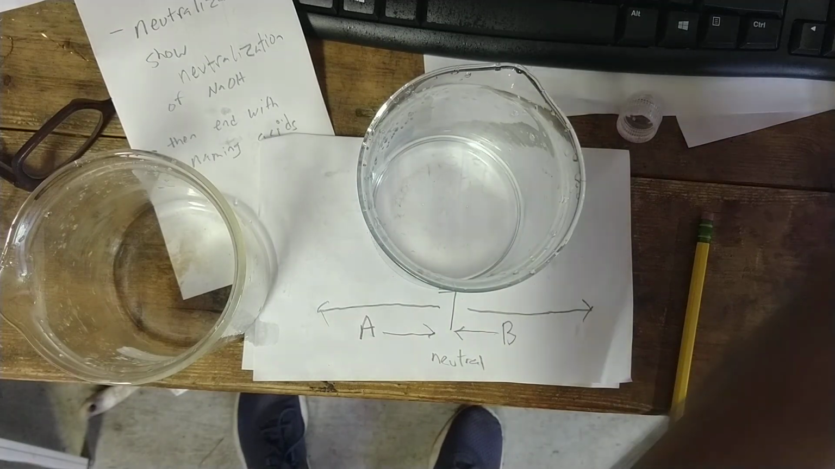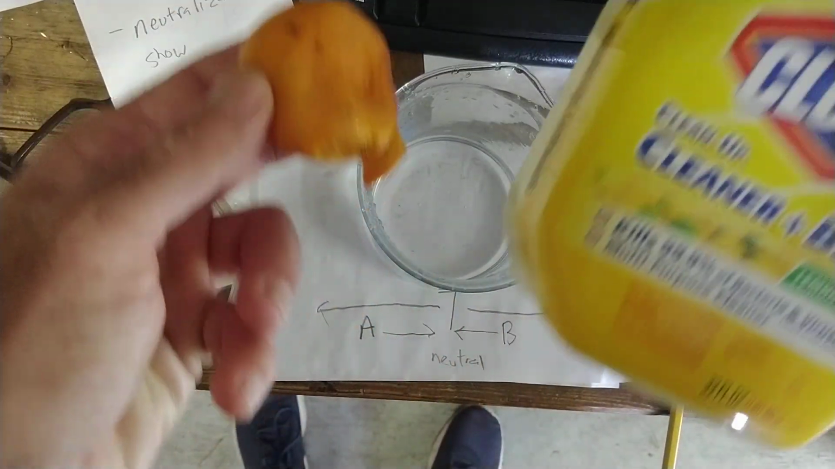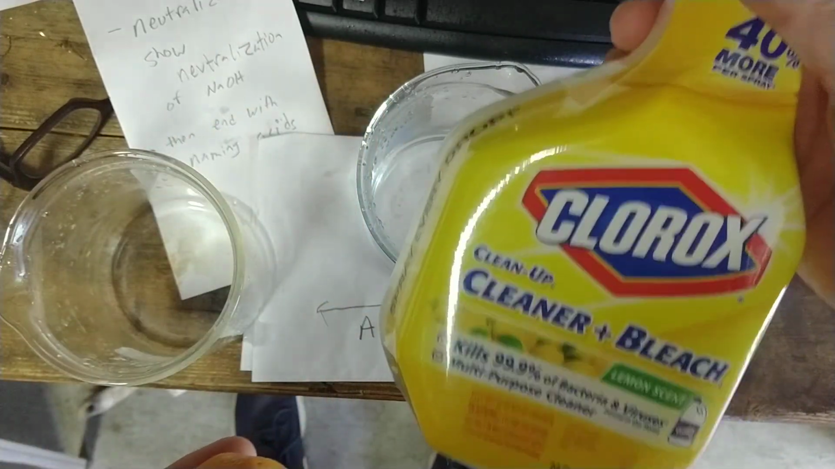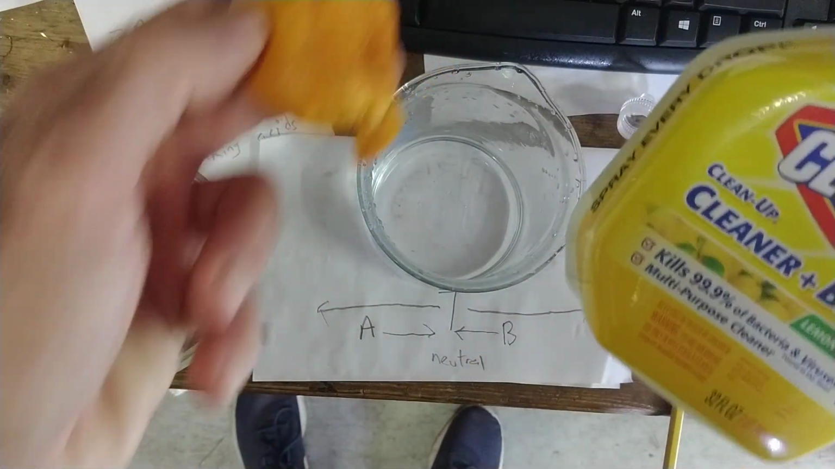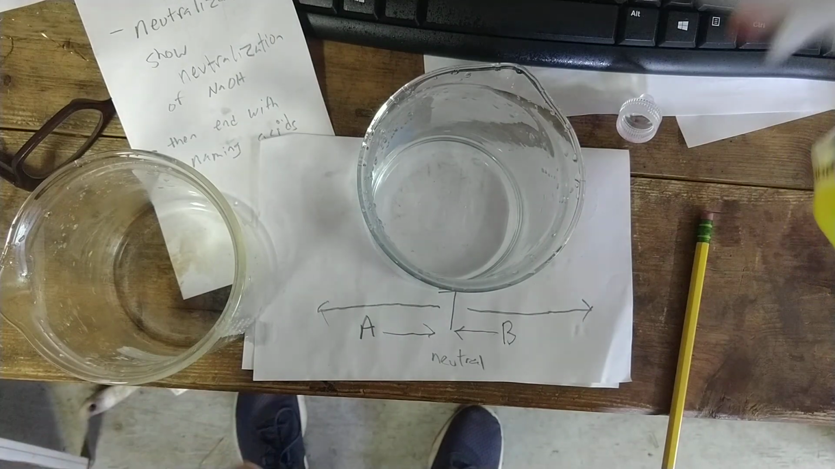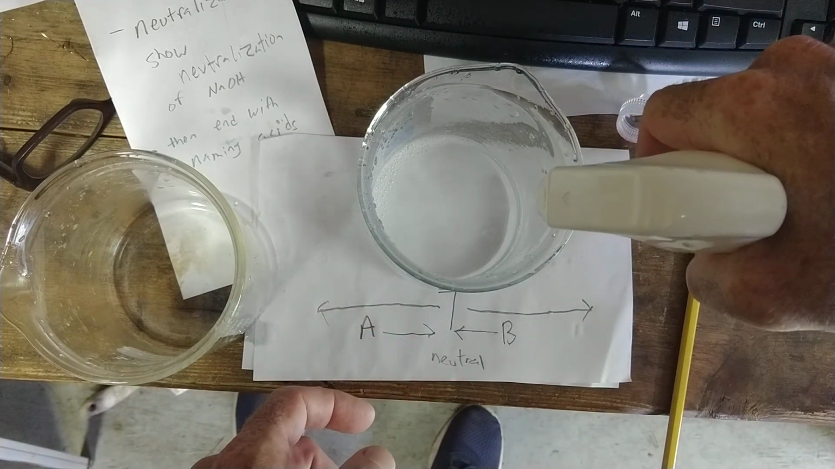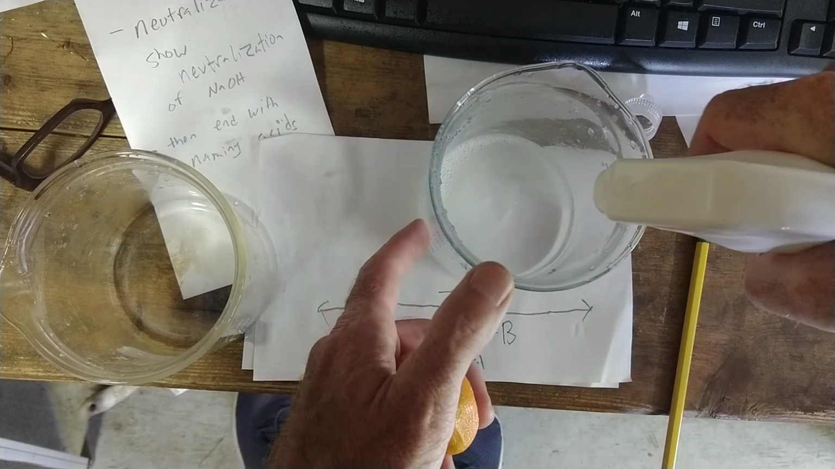Which one of these should I put in the water to try to get it to go back to the right again? Should I put the cleaner or the fruit? Yeah, you're right, I should put the cleaner. And if I have enough cleaner, maybe I can get it to go back.